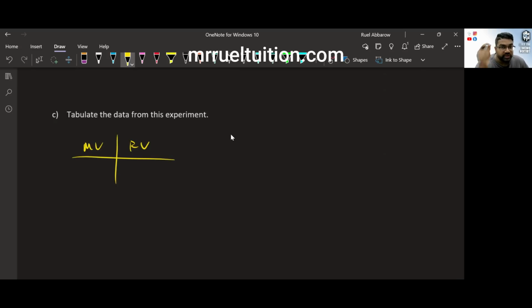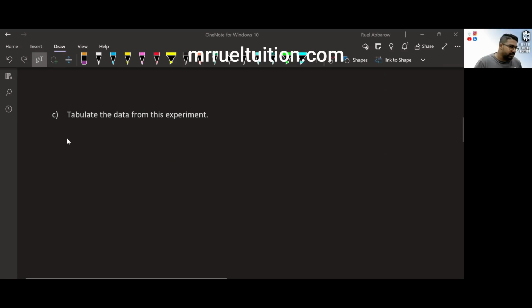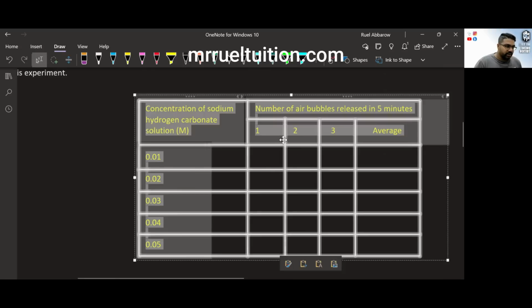However, depending on the procedure that you get, you have to see if the procedure requires you to repeat. So in your textbook, we do repeat. We do repeat twice, which means we have a total of 3 readings. And therefore, when you have a total of 3 readings, you need to calculate the average. That's exactly what's going to happen here. So the manipulated variable will be concentration of sodium hydrogen carbonate solution. And the RV on the right will be number of air bubbles released. But since we are taking 3 readings, we need to put it like this.